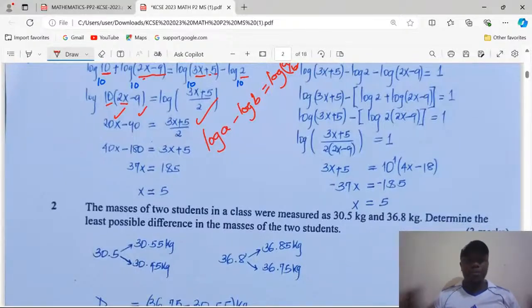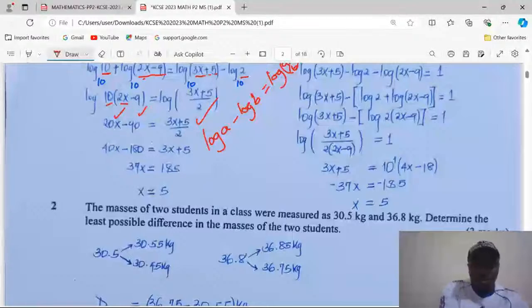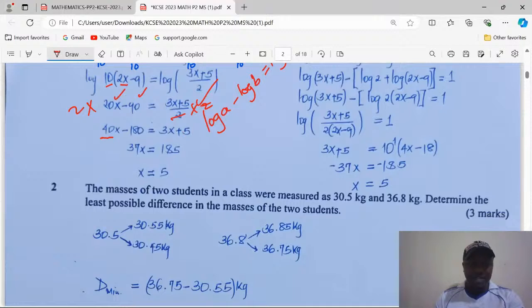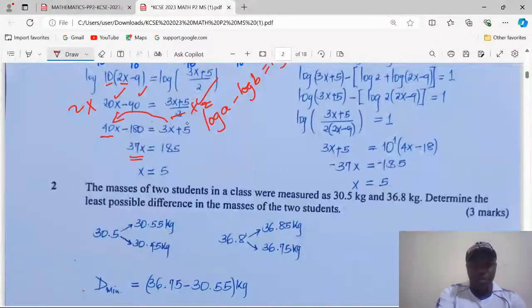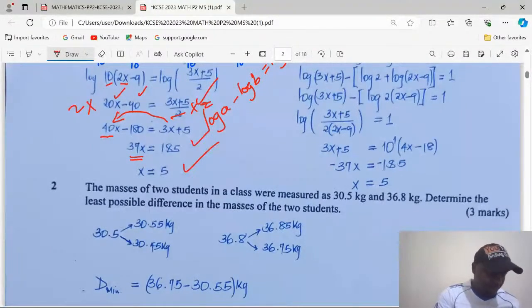Then from there, we can drop logarithms and equate the two sides, such that when 2 divides the other side, we can multiply by 2 both sides. So that we have 40x minus 180 equals 3x plus 5. And we group like terms together by taking 3x to this side. So it becomes 37x equals 185. And finally, the value of x, when we divide through by 37, becomes 5. So that one is already settled.